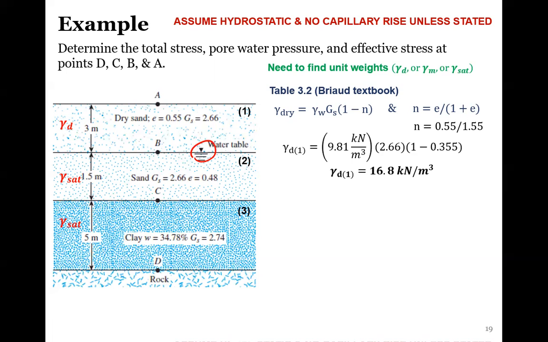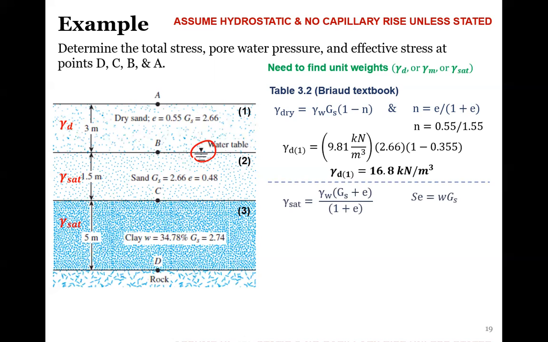For SI units, the unit weight of concrete is about 27 or 28 kilonewtons per cubic meter. The unit weight of water is 9.81 kilonewtons per cubic meter. So somewhere in between that range is where our soil should be. So that's for the first layer.